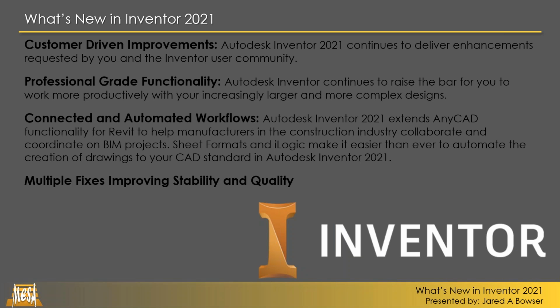So this is my wordy slide, but this is just some high-level stuff, what's new with Inventor 2021. I'm not going to read through all of this, but the big categories here are customer-driven improvements, which we'll talk about in just a moment, using that user community, using that Idea Station, professional-grade functionality, more and better workflows, and as always, more fixes, improved stability, quality, and even performance. Every single release, we're talking about upgrading your performance, making the software faster on its own, which is pretty nice.